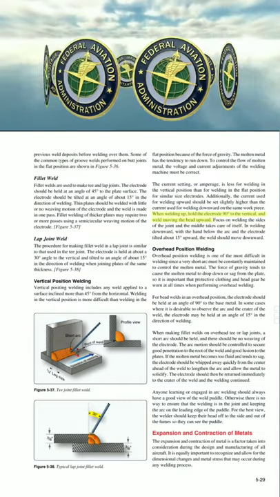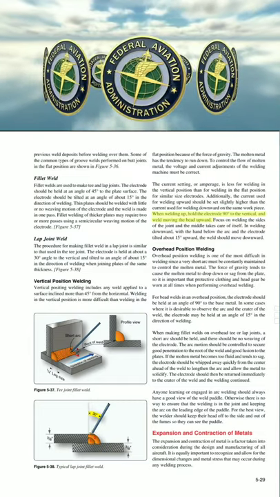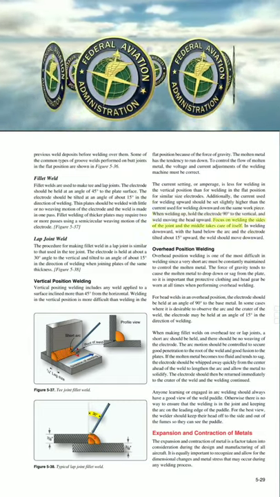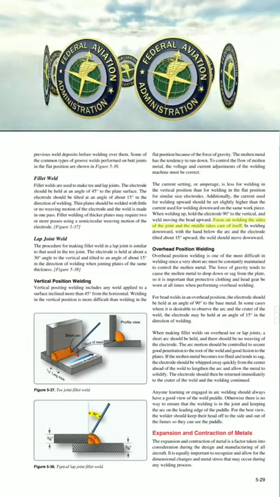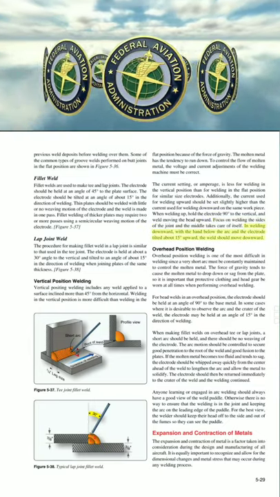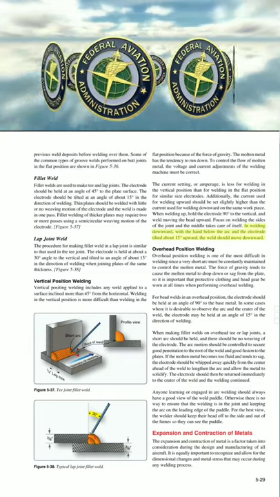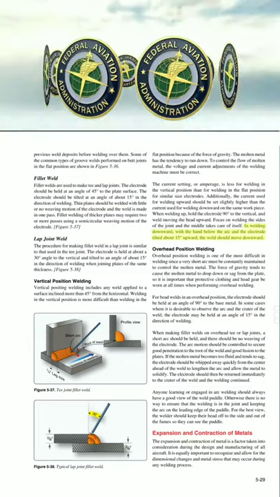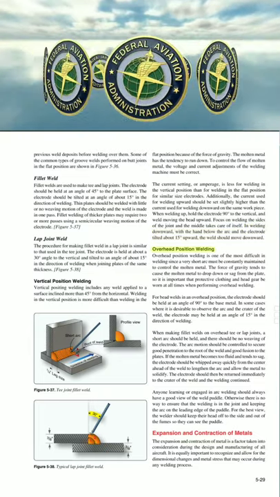When welding up, hold the electrode 90 degrees to the vertical and weld moving the bead upward. Focus on welding the sides of the joint and the middle takes care of itself. In welding downward, with the hand below the arc and the electrode tilted about 15 degrees upward, the weld should move downward. Overhead position welding.